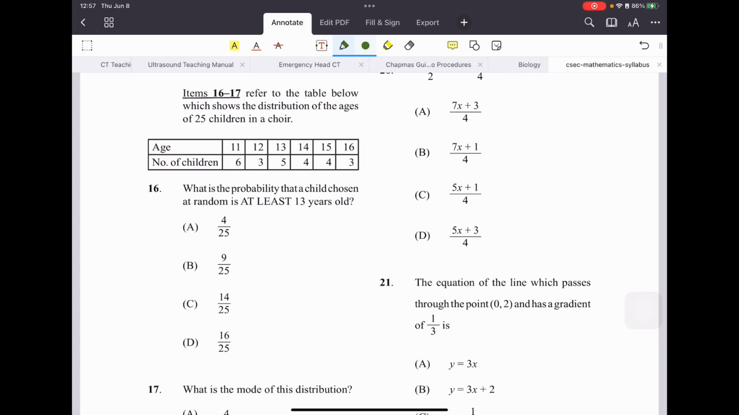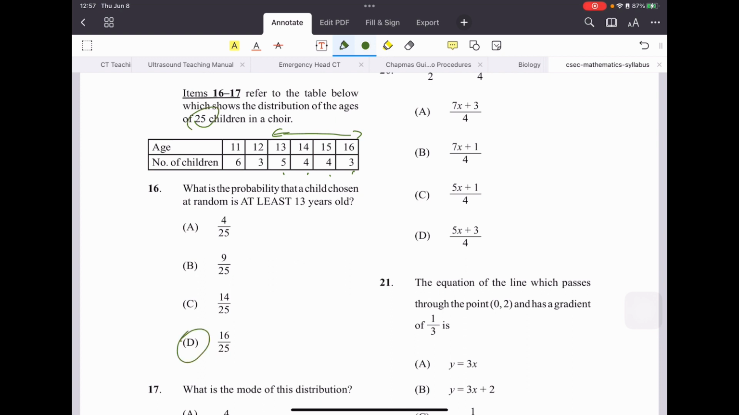Okay, so 16 to 17 refers to the table below, which shows the distribution of ages of 25 children in a choir. What is the probability that a child chosen at random is at least 13 years old? So at least 13 means they have to be 13 and up, so these 4 squares here. So we simply need to find how many children are 13 and up and divide it by the total amount of children. So it's 5 plus 4, that's 9, plus 4 again is 13, and 3 plus that is 16. So there are 16 children 13 and up, and the total amount of children is 25. So it's simply 16 over 25.